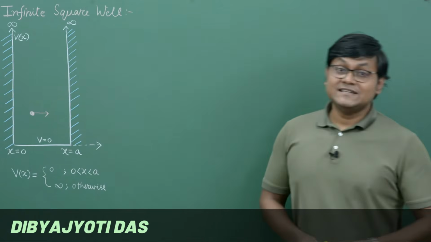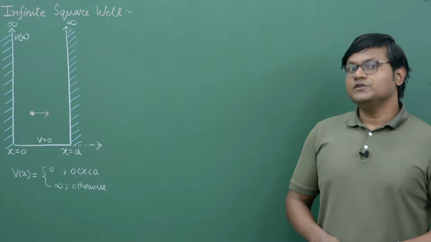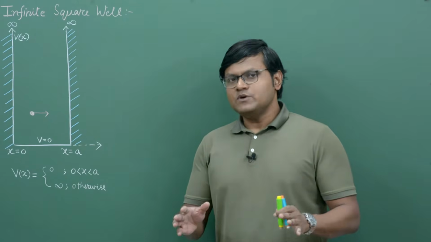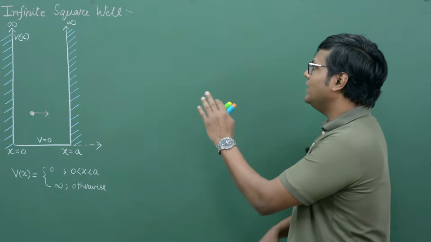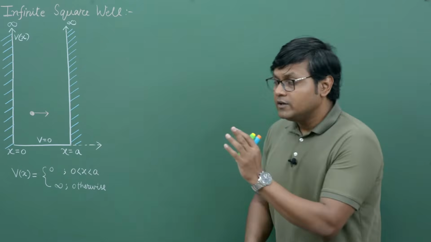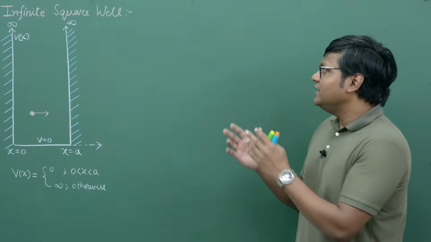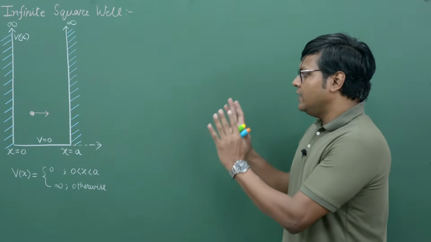This is For the Love of Physics, and today we are going to discuss probably the most important problem in quantum mechanics, or at least I should say the most famous problem in quantum mechanics. So this is the infinite square well potential problem, or infinite rectangular well potential problem, or particle in a box problem, whatever you want to call it. It's a very ideal problem.